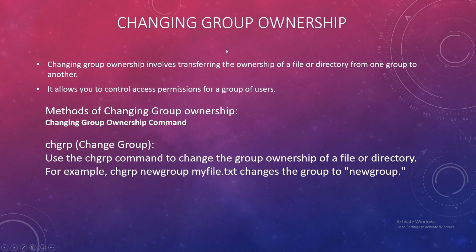And the next one is changing group ownership. Changing group ownership involves transferring the ownership of a file or a directory from one group to another. It also allows you to control access permissions for a group of users. The method of changing group ownership is the command chgrp. So this is how we can change group ownership.